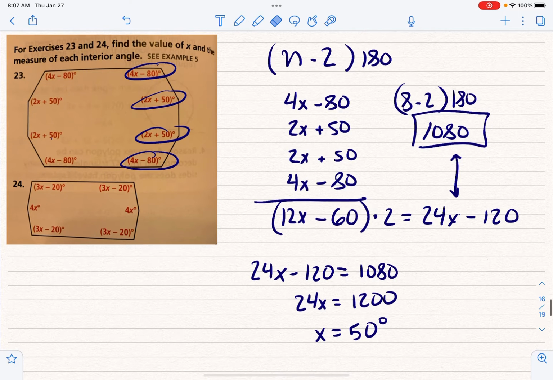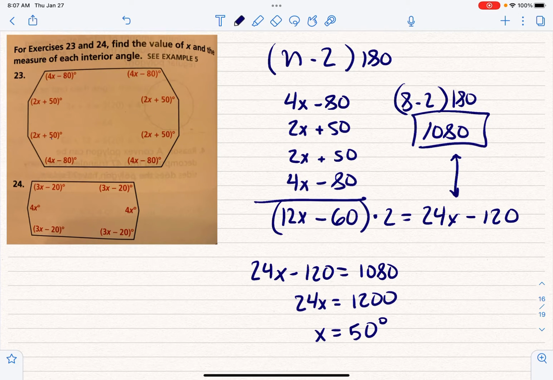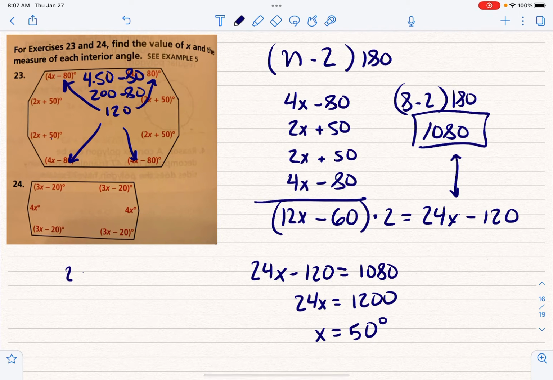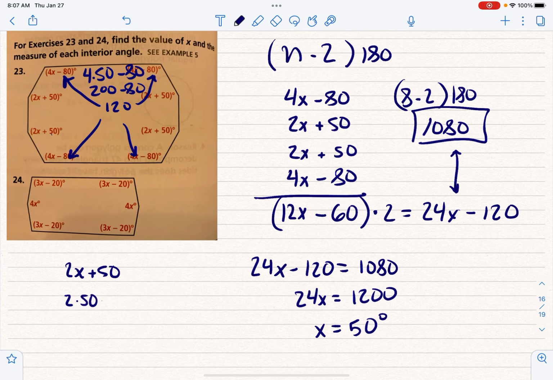Okay. You have 4x. So that's 4 times 50 minus 80. 4 times 50 is 200, minus 80 is 120. So that's what that angle, that angle, that angle, and that angle are. They're all 120. And for the other angle, you get 2x plus 50, and x is 50, so you get 2 times 50 plus 50. That gives me 100 plus 50, which is 150. And so 150 is going to be the measure of that angle, that one up there, and that one down there.